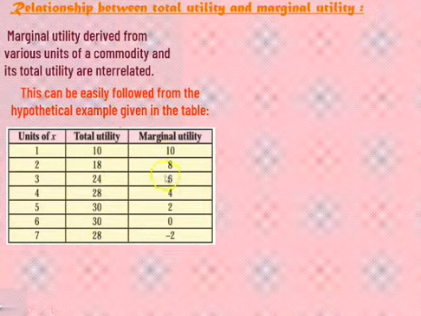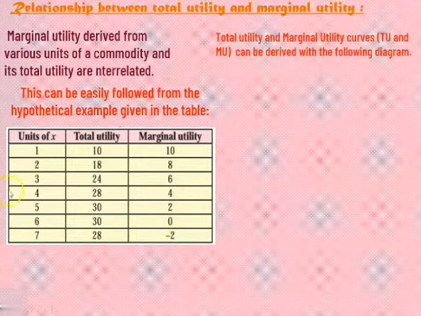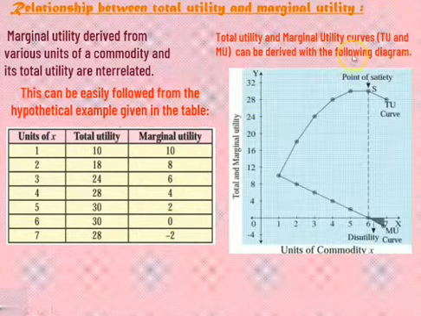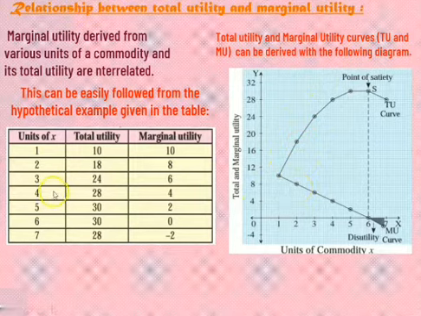So the conclusion that we have derived here is that TU increases but marginal utility decreases. Now let us understand this table with the help of a diagram, the TU and MU curve. On this curve we are going to draw, students, on the basis of this table. So first we have to draw the y-axis and x-axis.